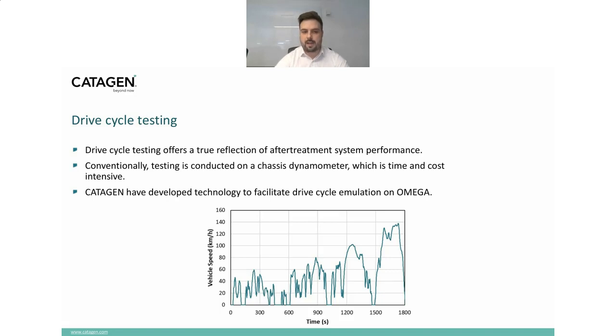So in light of this, we at Catagen have developed our own technology to facilitate drive cycle testing on our Omega reactor. So obviously that's an engine-free testing approach. And we just have an example WLTC drive cycle here. It's this drive cycle I'll be working through on some of the remaining slides, showcasing how we tuned that cycle for the Omega reactor and so on.